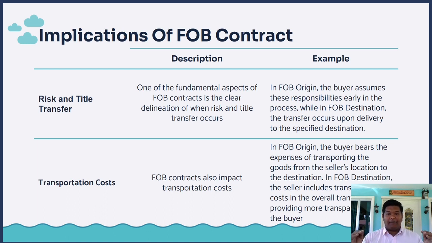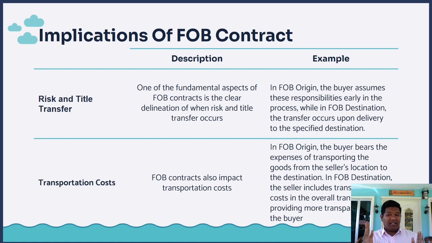So what is the cost, insurance and freight contract? Another widely used international trade term that encompasses additional responsibilities compared to the FOB contract. So the CIF contract not only specifies the point at which risk transfers, but also includes provisions for insurance and freight costs. Alright, so CIF in action.